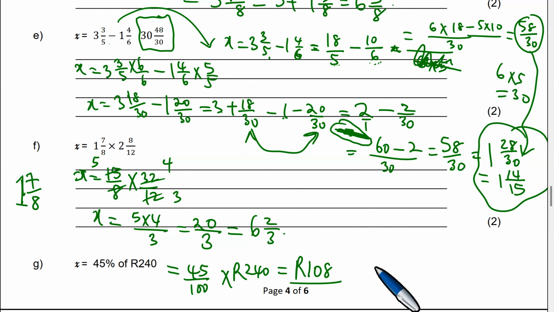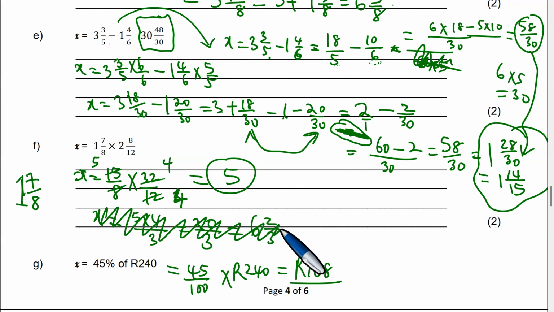I was saying we divided here by 3. If you divide 12 by 3, you get 4. If you divide 15 by 3, you get 5. So the 4 divides 4, and then you are left with only 5. So the answer is only 5. Check that part. Because 12 divided by 3 is 4, but 15 divided by 3 is 5. And the answer is 5. Okay. Yes, sir.